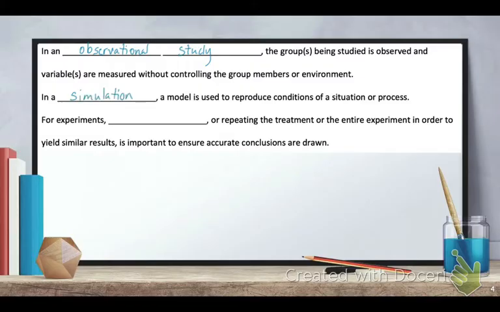In a simulation, a model is used to reproduce conditions of a situation or process. And for experiments, replication, or repeating the treatment or the entire experiment in order to yield similar results, is very important to ensure accurate conclusions can be drawn.